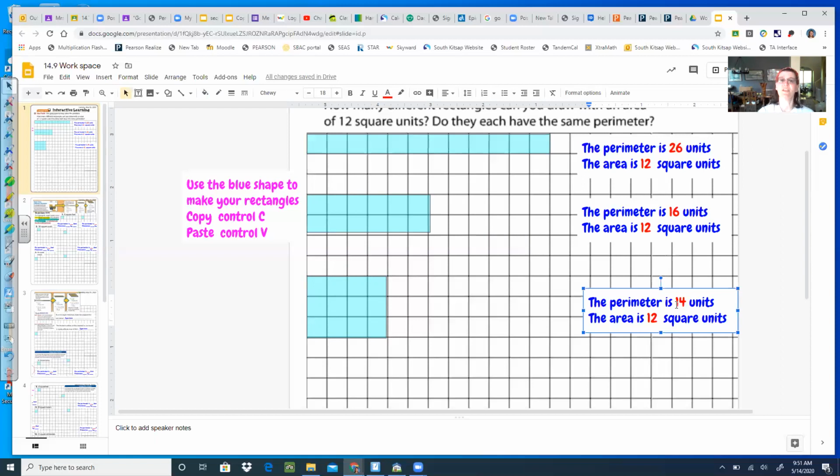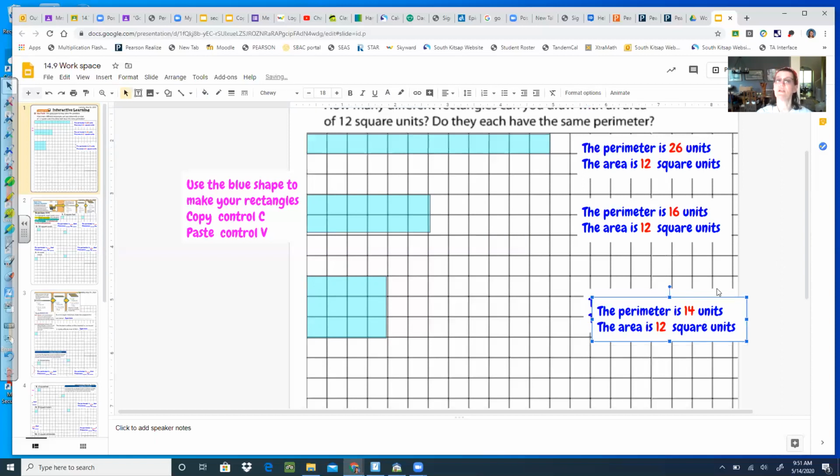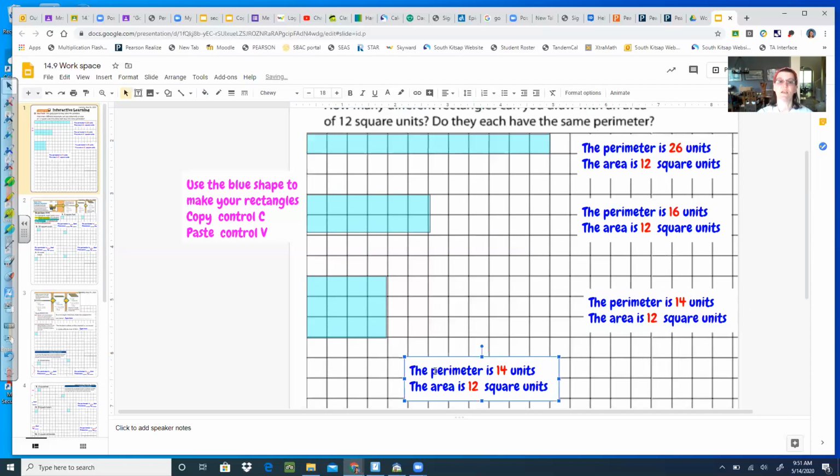So it says, do they each have the same perimeter? So I'm going to borrow this one, Control C, Control V, and now I'm going to come down here and I'm going to say they each have different perimeters. Okay, trying to delete. There we go. They each have different perimeters. So hopefully you followed along and you made your interactive learning slide look just like my interactive learning slide.